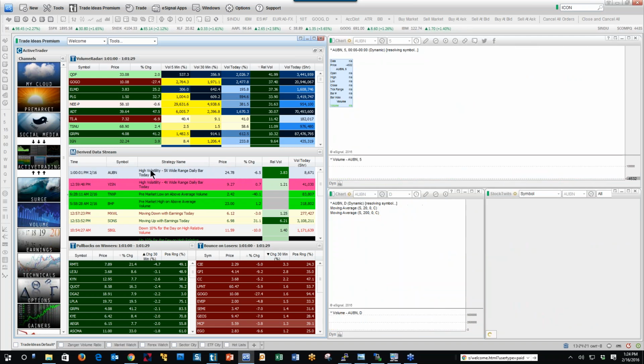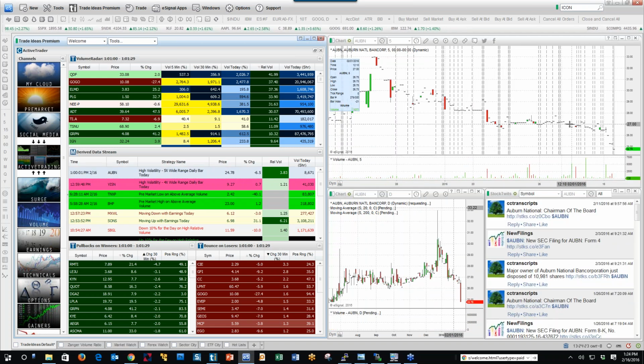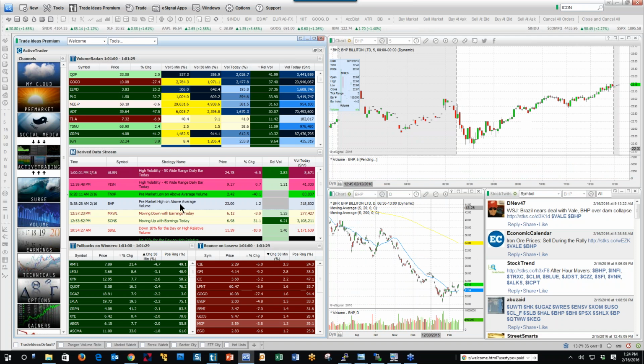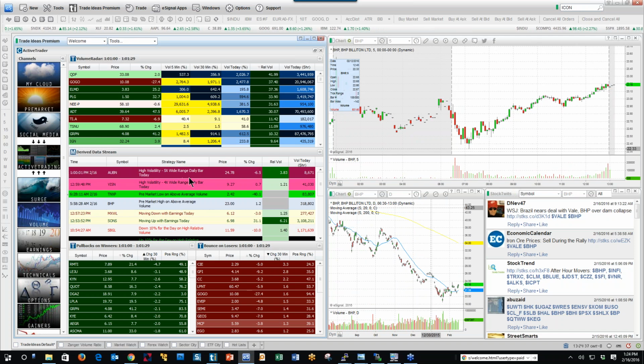So there was a high volatility 5 times daily range bar. Now this is kind of a thin stock, and you probably wouldn't even want to touch this thing, but you're looking here at the volume today in shares, to stay away from these guys and go into something that may have a little bit more volume and worthy of your attention.